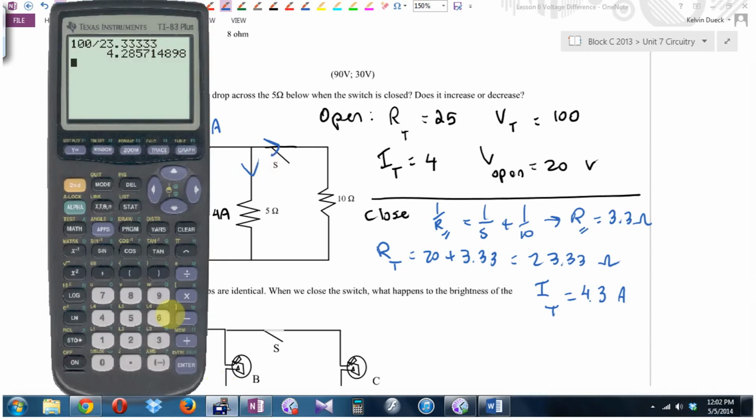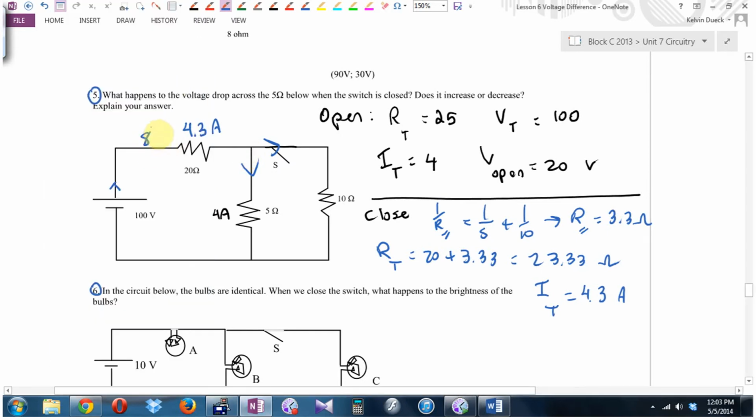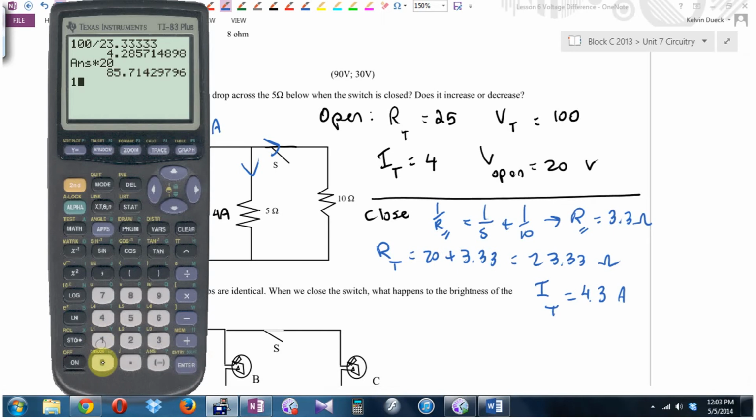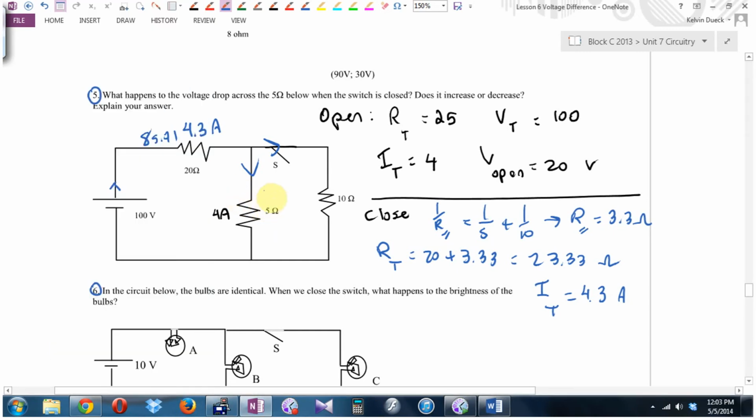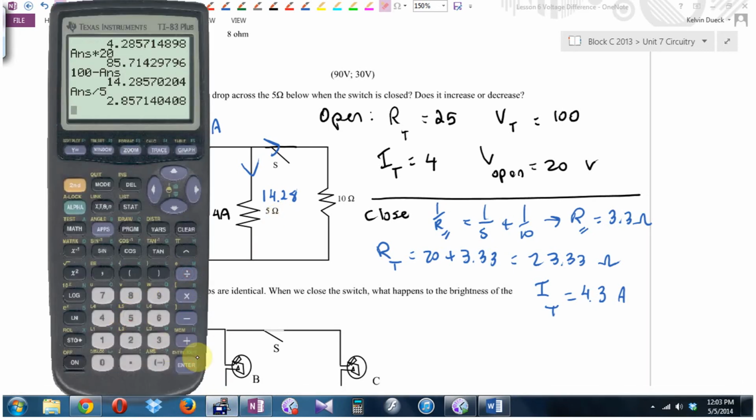I can say, okay, times by 20. The voltage that I have in this top one is 85.71. Careful, 100 minus that. That leaves me with 14.28 volts through this. So that is the correct voltage. With the resistance of that, now I can say divide by 5. Only 2.8 amps are going through there. Well, of course not all. Some of the current's going to be going that way. Since voltage is I times R and R hasn't changed, naturally the voltage is going to drop there.